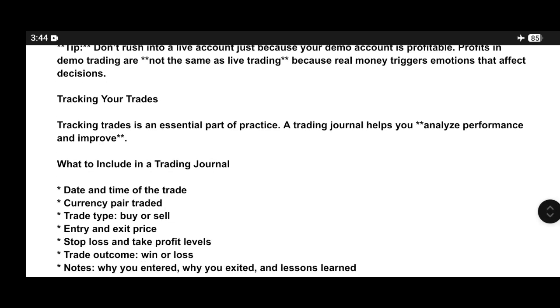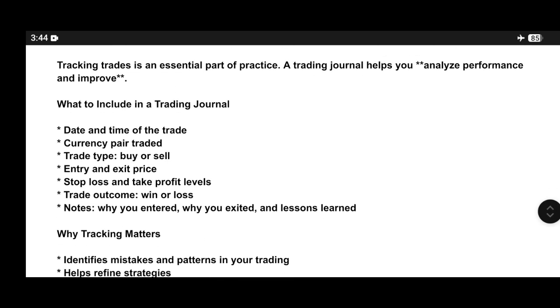Number 1 is the date and time of the trade, currency pair traded, trade type, whether it is a buy or sell, your entry and exit price, your stop loss and take profit levels, your trade outcome, whether it is a win or a loss. You need to write it down. And also note why you entered, why you exited, and the lesson you learned.